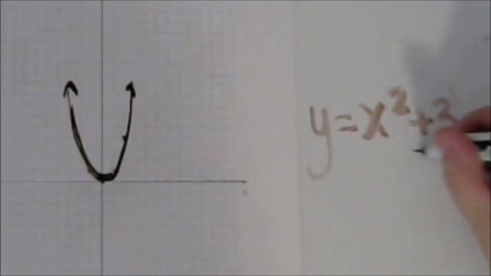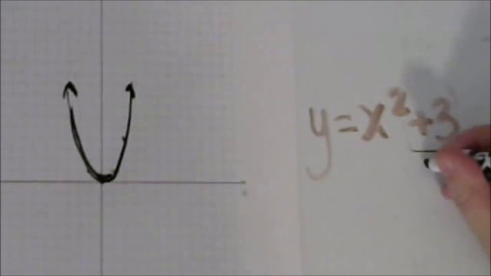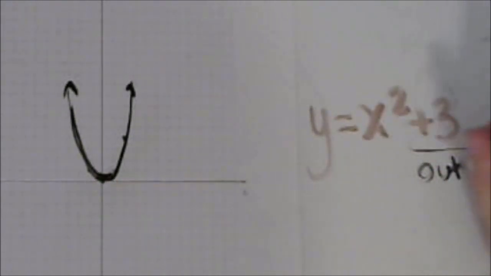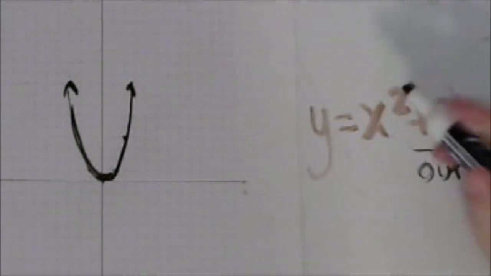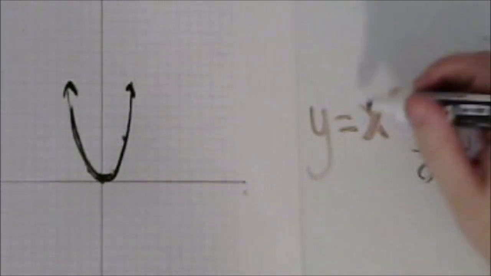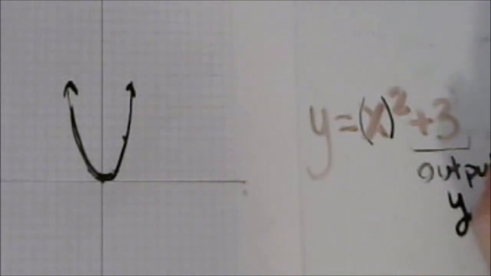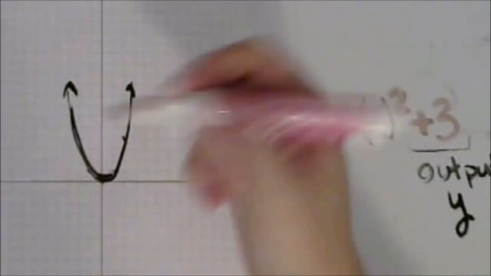This plus 3 is being applied to the output of the function. And I can tell this because the input of the function is x, and the plus 3 has not been grouped with the x. Well, output is y, and if you add 3 to the output of a function, you're basically increasing the y values by 3.